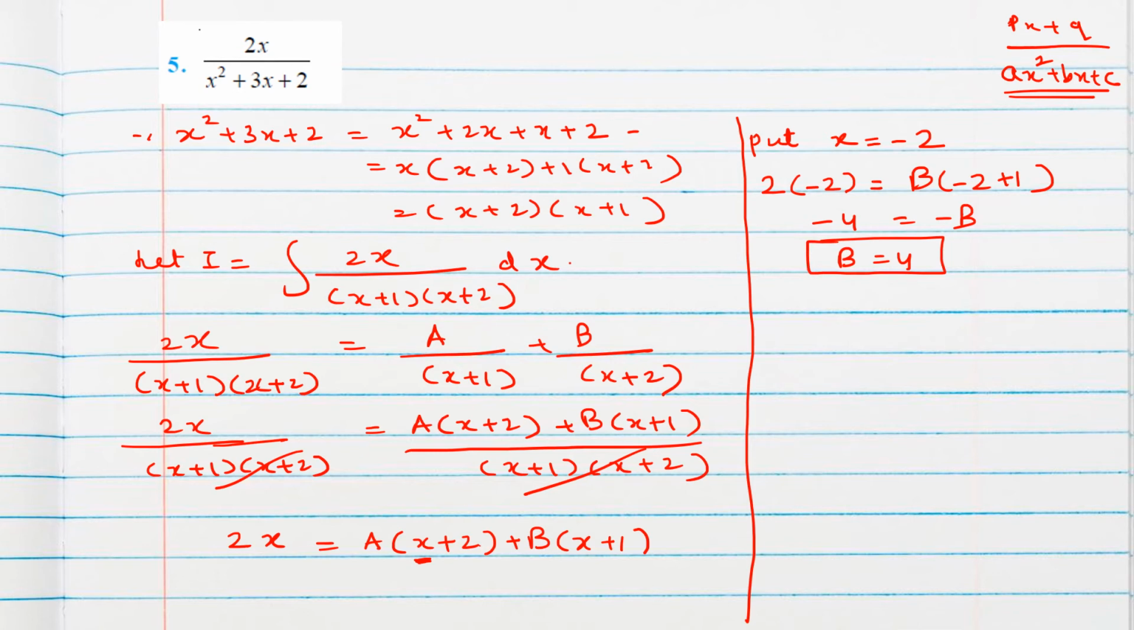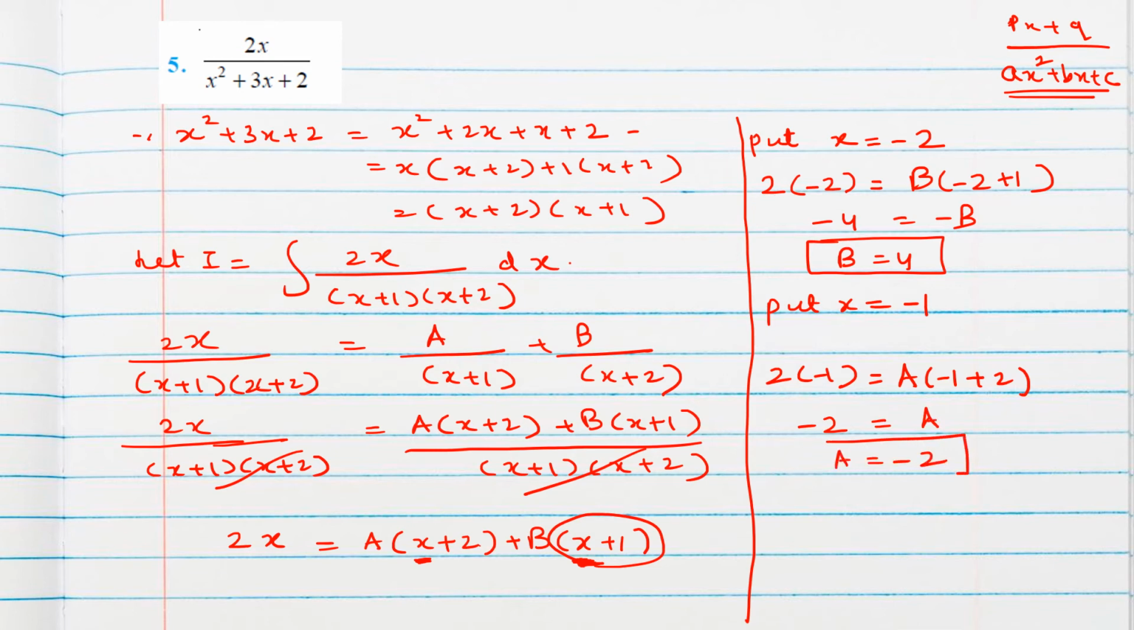Okay. Now to find a, we can put x as minus 1, because here minus 1 plus 1 will become 0. So the b term will go. Right? So next time we should put x as minus 1. So 2 into minus 1 equal to a into minus 1 plus 2, and this bracket will go, minus 1 plus 1 is 0. So minus 2 and a, and 2 minus 1 is 1. So a is minus 2 here.